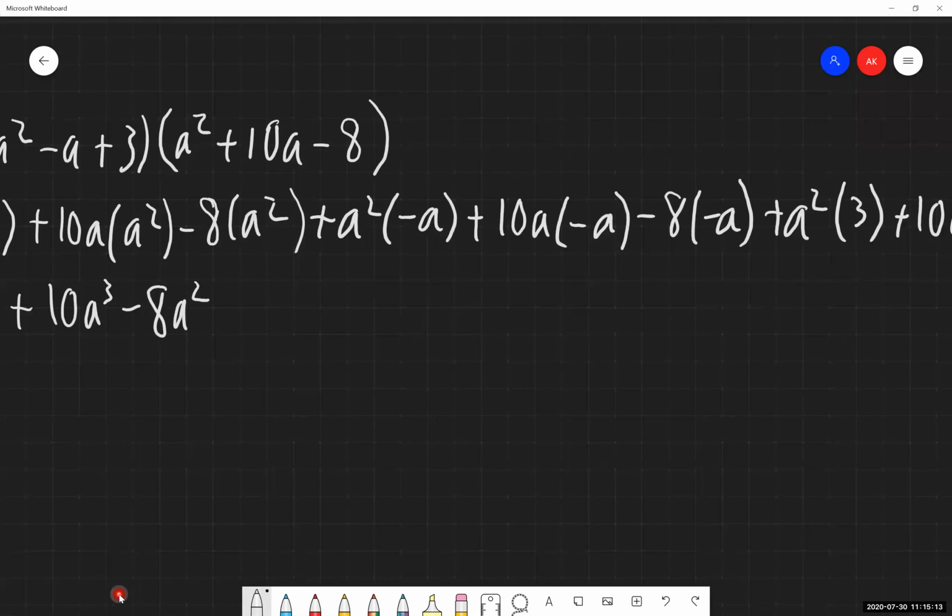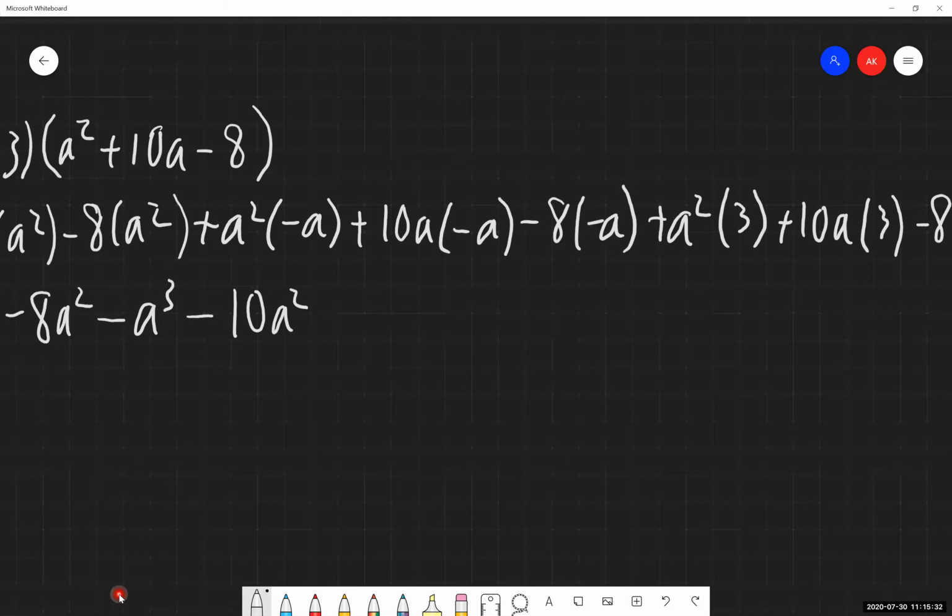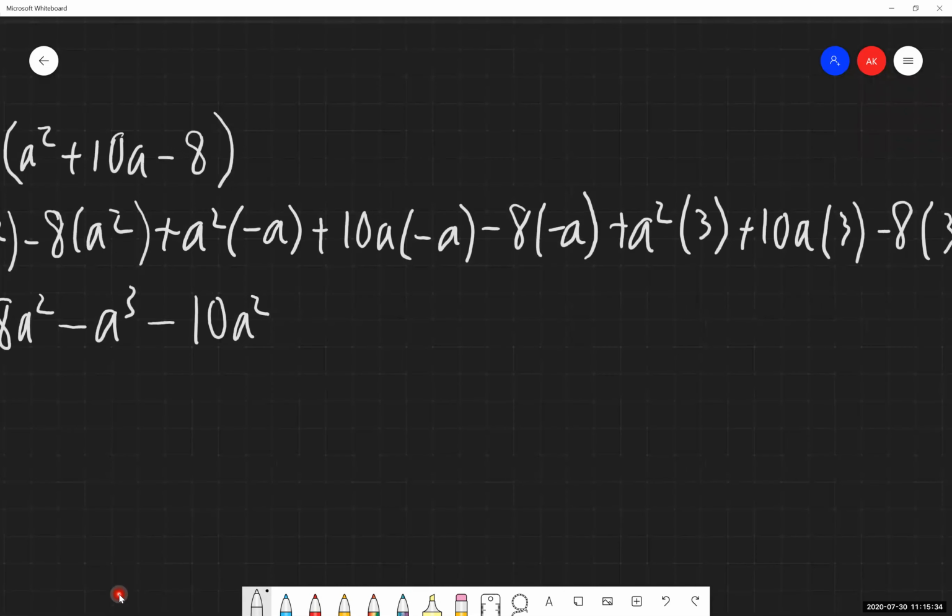We have a squared times negative a. Positive times a negative is a negative. I get negative a cubed. Plus 10a times negative a. Positive times a negative is a negative. Negative 10a squared. Minus 8 times negative a. Negative times a negative is a positive. 8a.